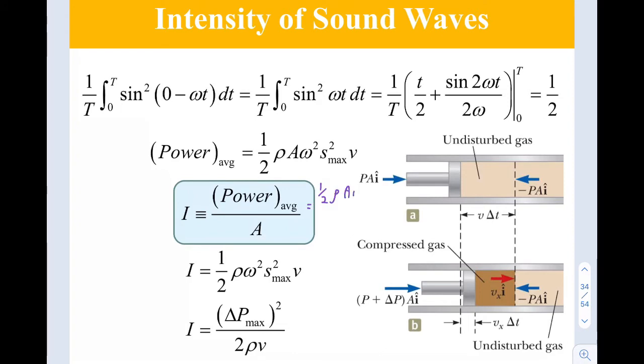Divide by A omega squared S max squared V over E. So the A is cancelled, and we are left with this equation. The intensity is now equivalent to delta P max squared over 2 rho V.